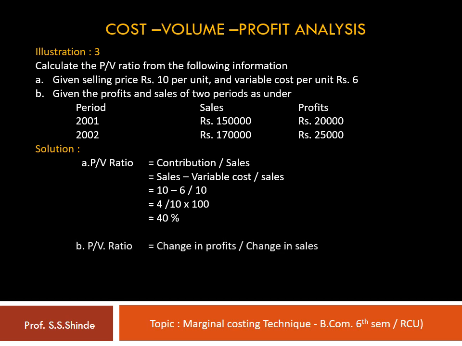Let's look into the second situation where the profits and sales of two periods are given. Based on this information, we write the equation PV ratio is equal to change in profits divided by change in sales. So it is 25,000 minus 20,000 divided by 1,70,000 minus 1,50,000. That works out to 5,000 divided by 20,000 multiplied by 100 to convert into percentage. So the PV ratio would be 25%.